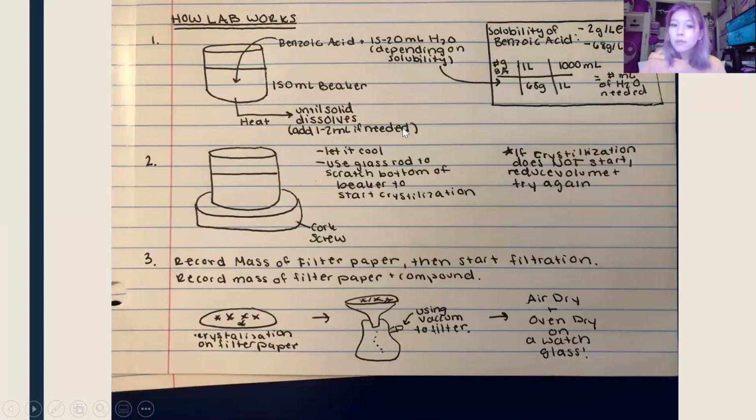So after you heat it up and after your solid dissolves completely in the water, you're gonna let it cool on a corkscrew right here. I drew an amazing corkscrew. And then I am going to use a glass rod to basically scratch and stir inside the beaker and basically start the crystallization. It's really cool.